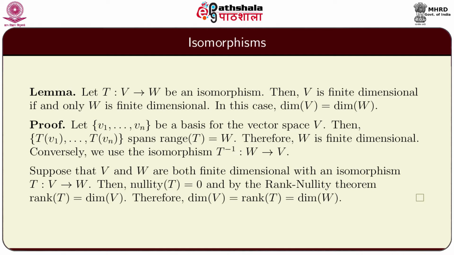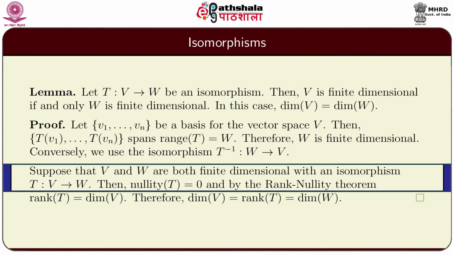Now we prove that dimension of V and dimension of W must match. So suppose that V and W are both finite dimensional with an isomorphism T from V to W.